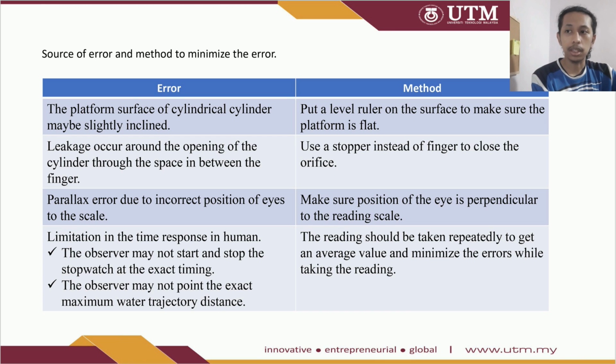And the next error is the limitation in human time response. The observer may not start and stop the stopwatch at the exact timing, or may not point to the exact maximum water trajectory distance. The way to minimize the error is that the reading should be taken repeatedly, so we can get the average value, and we will minimize the errors while taking the reading.